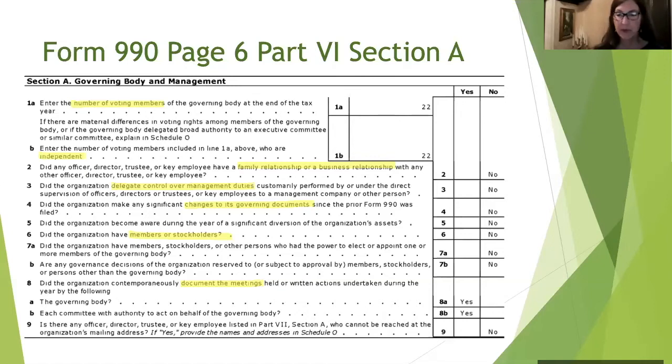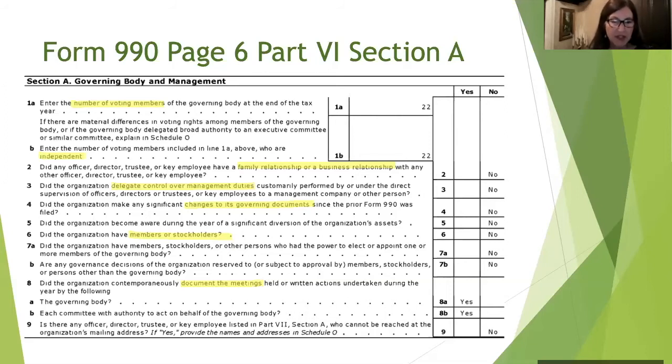Then under section 3, they want to know whether you've outsourced the management of your organization. Number 4, they're looking to see if you've modified your board or your articles of incorporation. They also want to know if you have members or stockholders. So you're probably thinking, how could a not-for-profit have a member? Well, I was on the board of Girl Scouts for a long time, and Girl Scouts has lots of members. And so that's what they're talking about. It's a membership organization. So quite a few not-for-profits are actually membership organizations.